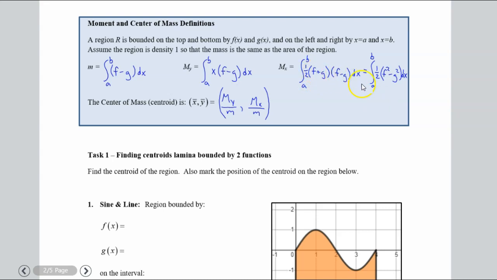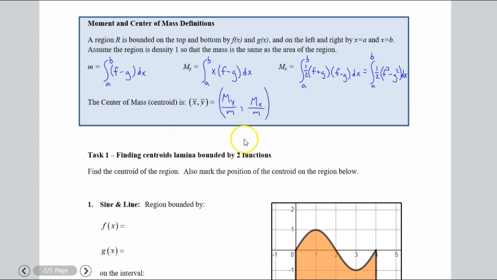This will also simplify to what you see in a lot of textbooks as this formula right here, using the difference of squares. So this will simplify to f squared minus g squared. It is important that you do not write it as f minus g quantity squared. That is different. So just leave it as the difference of two squares, those two separate pieces. Do not put the square on the outside.